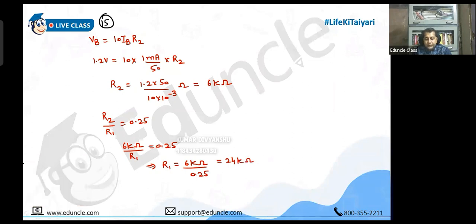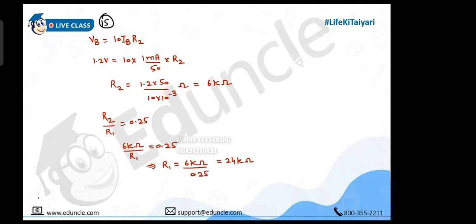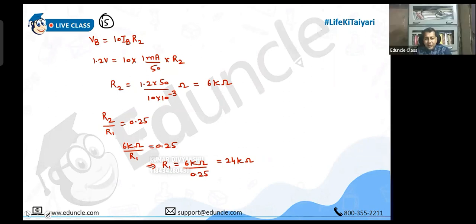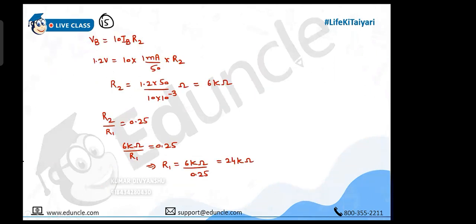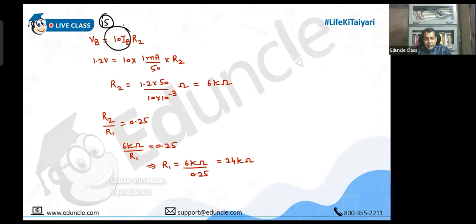Clear? Sir, V equal to I into R, so for R2 the current is 10 IB. How can a resistance be equal to current? That's what I'm taking: the current through R2, that's why it is 10 IB into R2. Current into resistance is voltage. What is the current through R2? It is 10 IB. Okay.